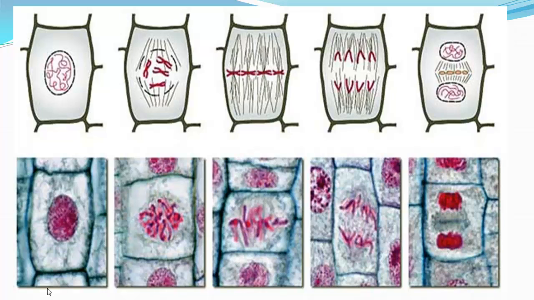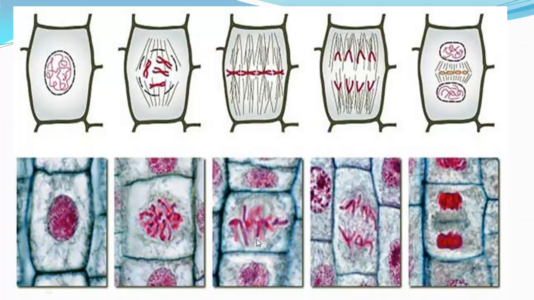Here's a picture of some plant cells in various stages of mitosis. Can you guess which stage each one is? This first stage, where the chromatin is loose and unwound, is interphase. We go to the next stage, where the chromosomes are condensing into rod-like shapes and the nuclear membrane is beginning to dissolve. That's prophase.